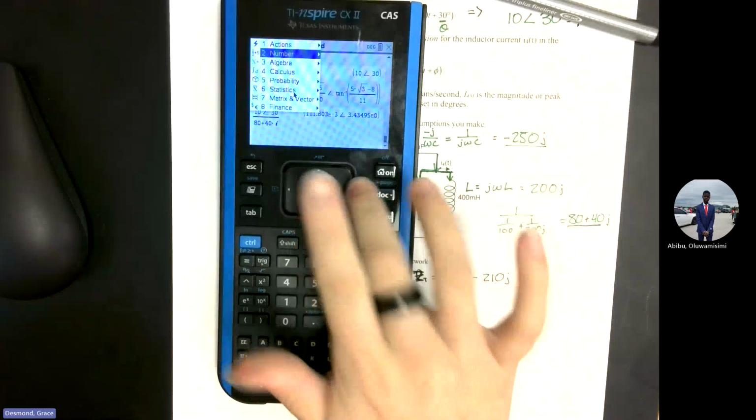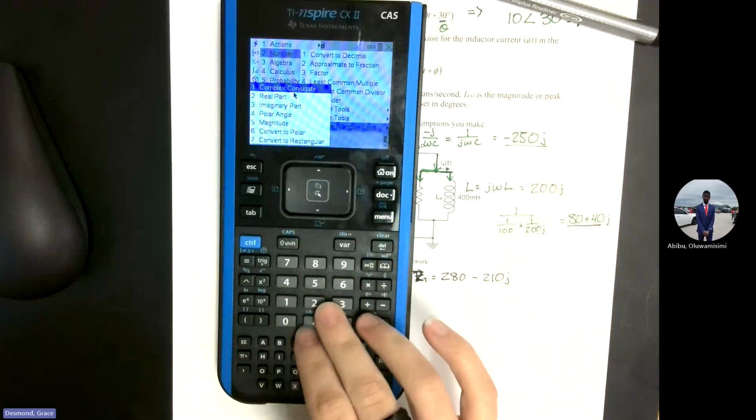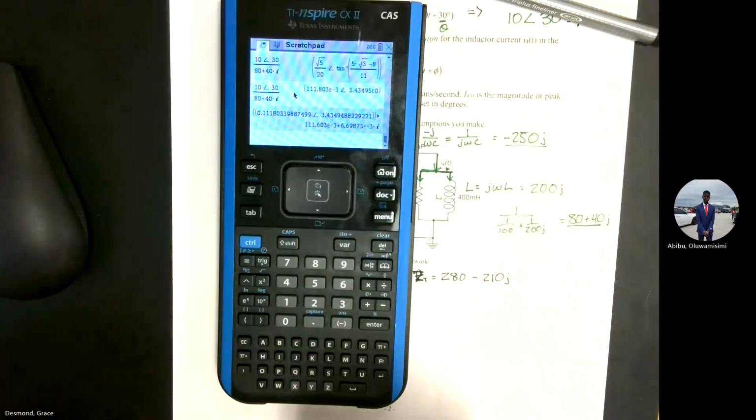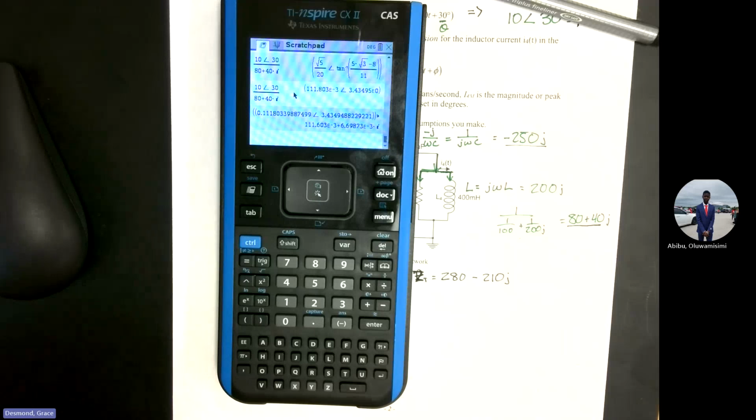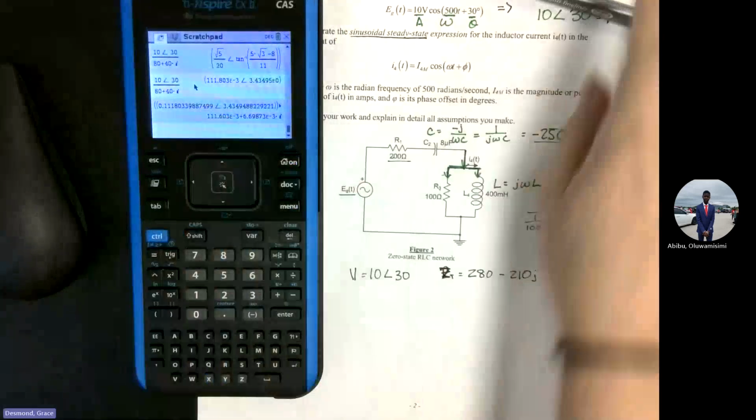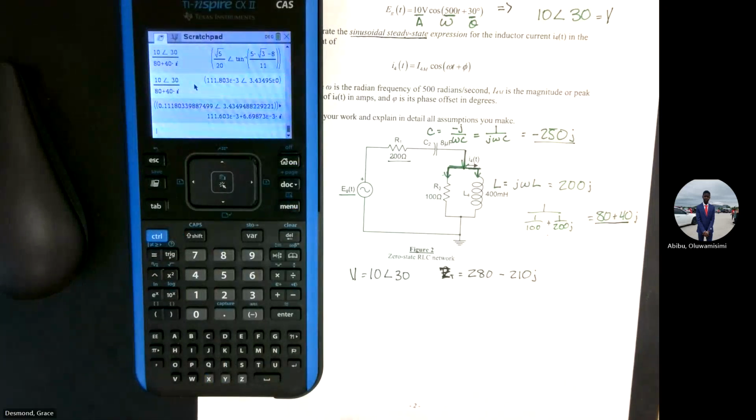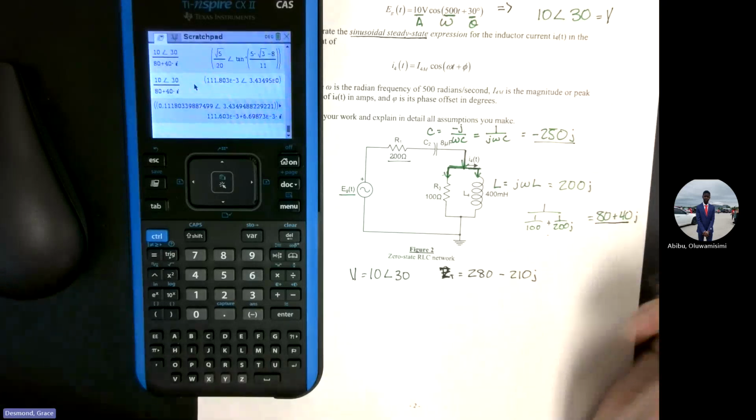And we can also go into rectangular, which is slightly different, but actually quite different. But now what do we need to do? Yes. How do we do current division? What is the current division formula?